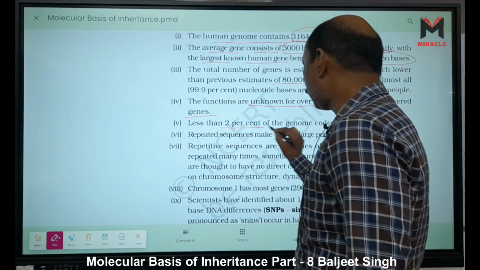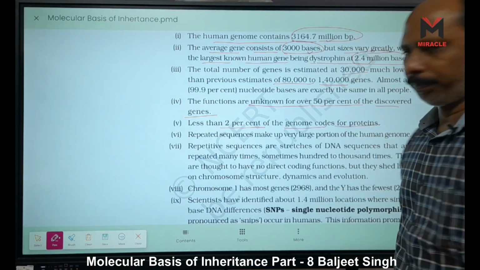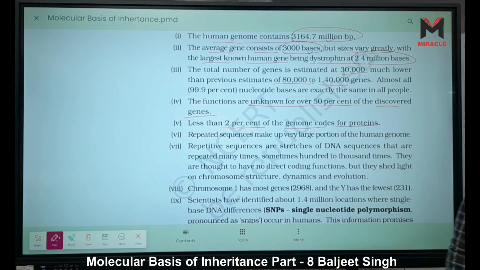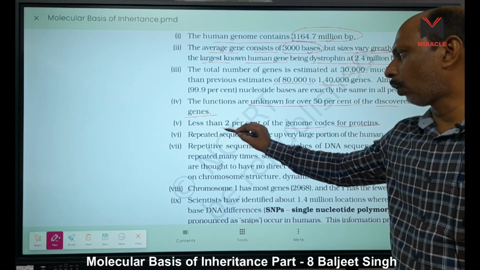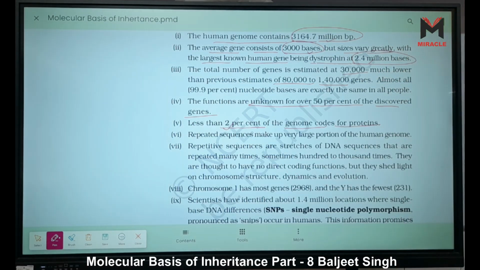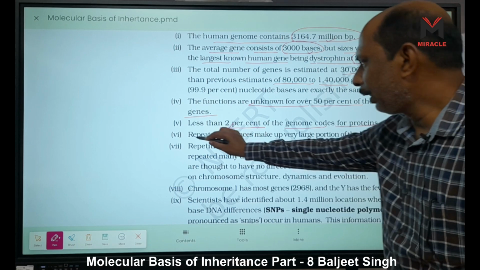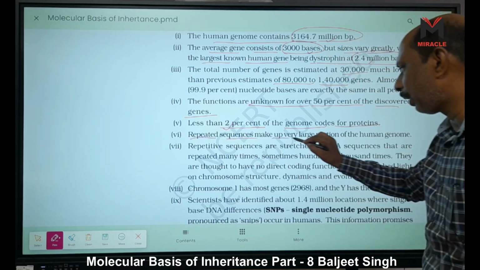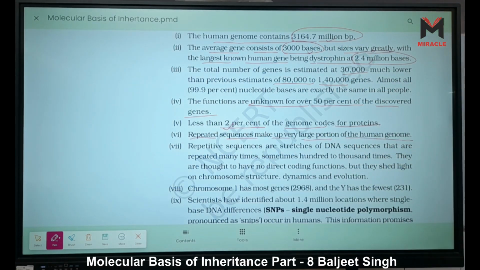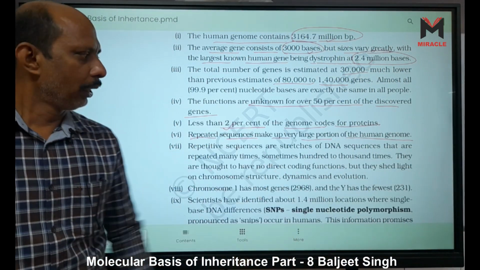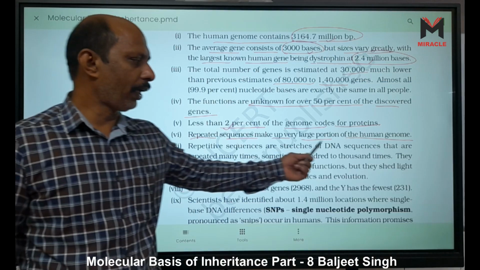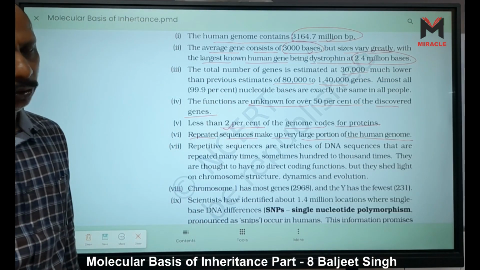Less than 2% of the genome codes for protein, meaning it is transcriptionally active. When we think about transcriptionally active DNA, we understand that only 2% of the genome codes for protein. Repeated sequences make up a very large portion of the human genome. Repeated means these sequences are repeated many times, so they make up a very large portion of the human genome.